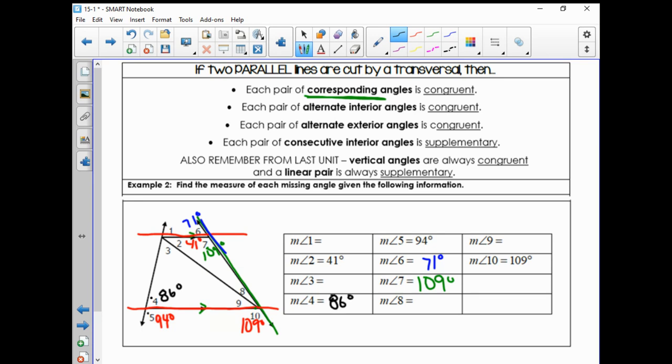That also tells us, notice right here, we're going to use a different transversal now. We're going to look at this transversal, and 4 and 1 are also going to be corresponding angles. Notice how they're on the same side of the transversal. They're both above those two parallel lines, and so they're the same. So angle 1 here is also 86 degrees.